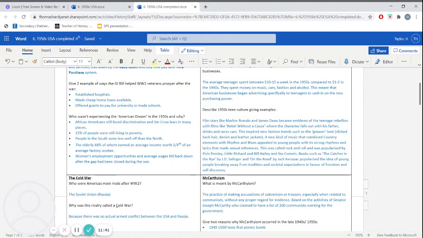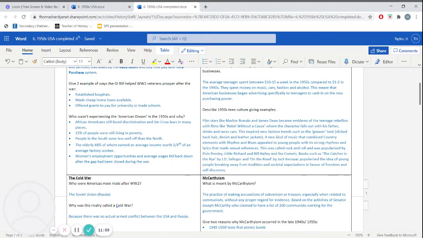Books such as The Catcher in the Rye by J.D. Salinger and On the Road by Jack Kerouac popularized the idea of young people breaking away from tradition and societal expectations in favor of freedom and self-discovery.